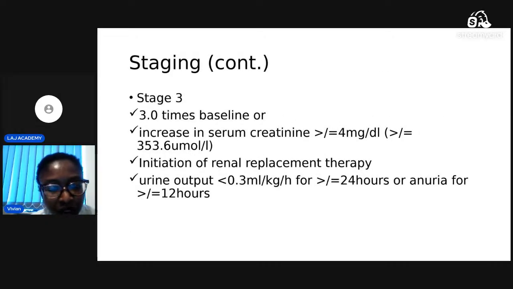And then stage 3 is severe. The creatinine is about 3 times the baseline. In this woman, that was what it was. Her baseline was 80, and the serum creatinine level at the time of presentation was 220. Also, at this stage, you might want to initiate renal replacement therapy, but we'll talk about that later.